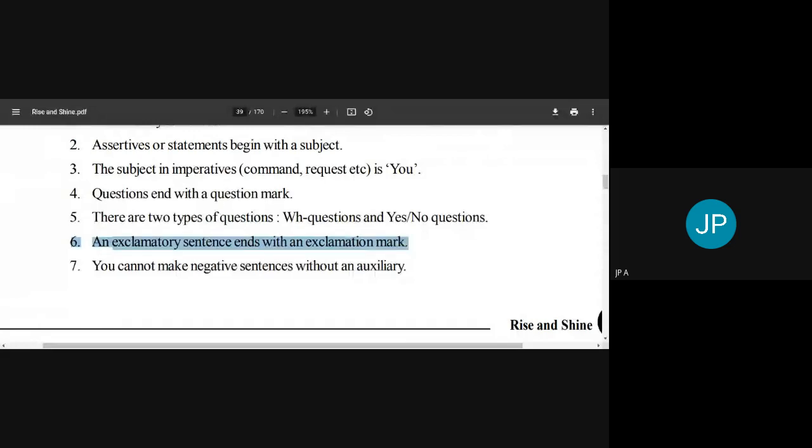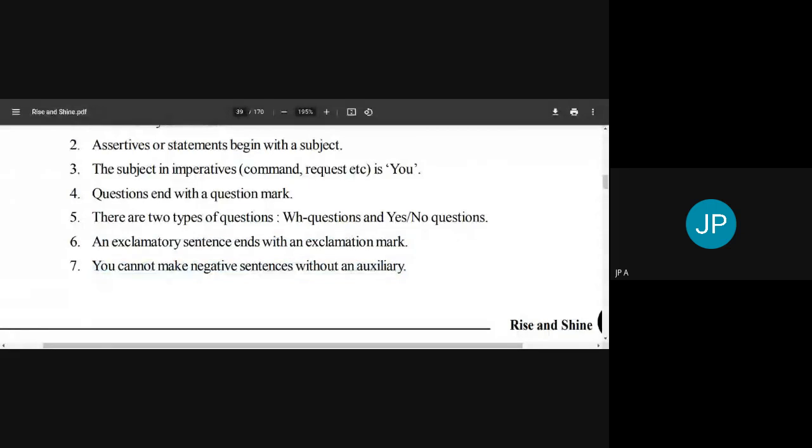When I say I do not know English, or I don't know English, that sentence has two verbs. The main verb is know, and the auxiliary verb is do. So the auxiliary verb do is added to the main verb know to form the negative. That is the last point that we learned today, that you cannot make negative sentences without an auxiliary.